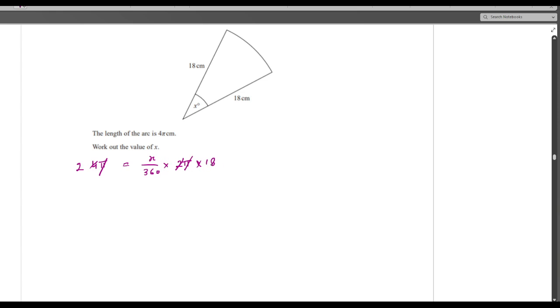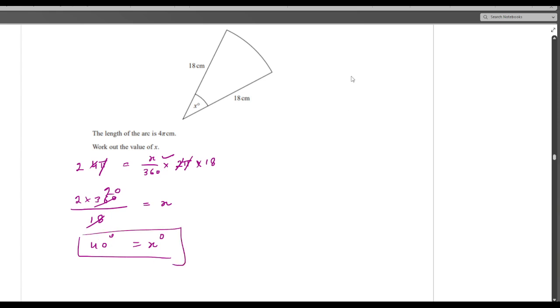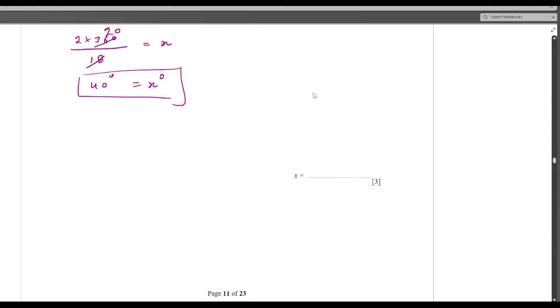Then you bring everything which is on the right to the left except x. So it is 2 times 360 divided by 18 is what your x is. 18 times 2 is 36, so it is 2 times 20, which is 40. So your x degree is 40 degrees. So the value of x is 40.